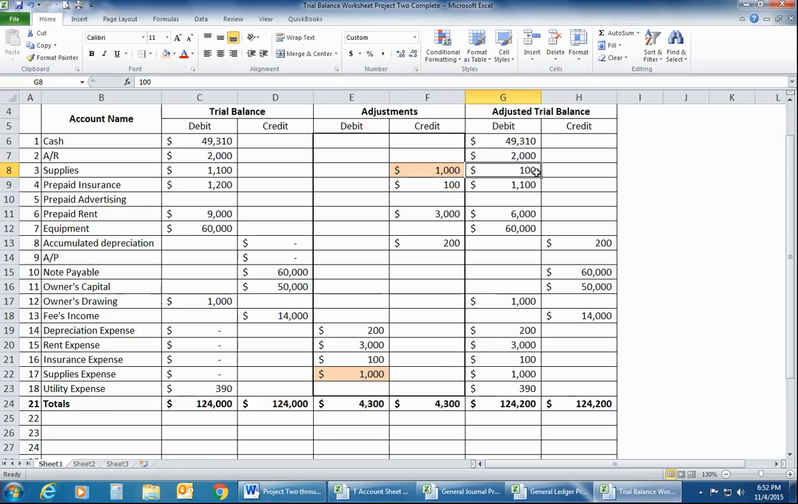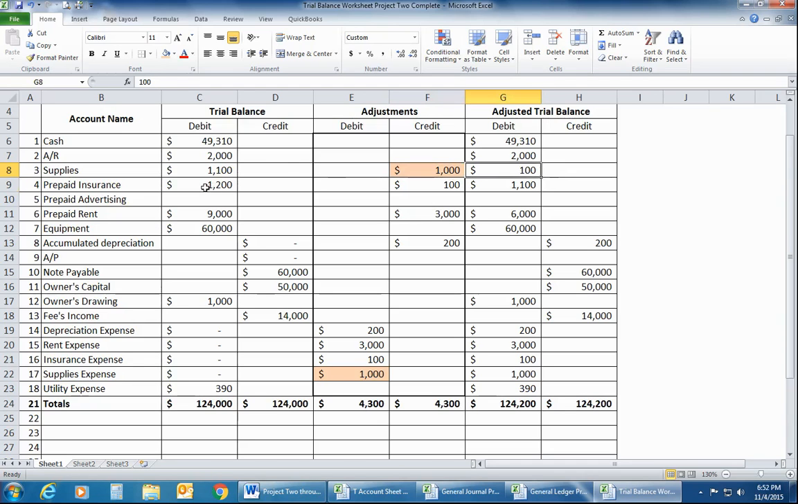This is important to understand here. We started out with an $1,100 balance, we decreased the balance by $1,000, and we now have a balance of $100. This is going to happen for all of the accounts that need to be adjusted. Let's take a look at one more.